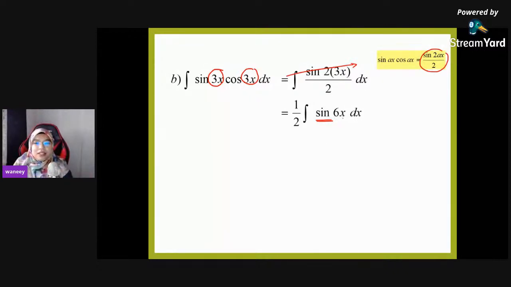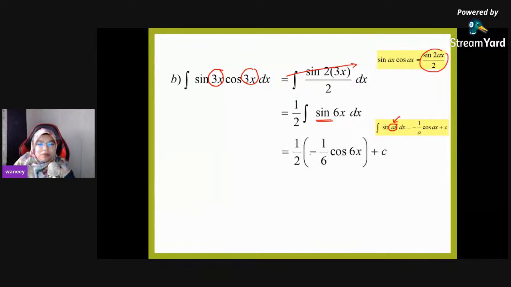Okay, so sine of 6x dx, so referring to the formula, sine of ax, you integrate a sine, you're going to get a negative cos of ax divided by the coefficient of x. Okay, so it's supposed to be negative 1 over a cos of ax plus c. Again, we can use this formula because this is a linear. So formula ni boleh pakai hanya untuk linear. Okay, next. It will become negative 1 over, so the coefficient of x is 6, so 1 over 6 cos of 6x, and then plus c.